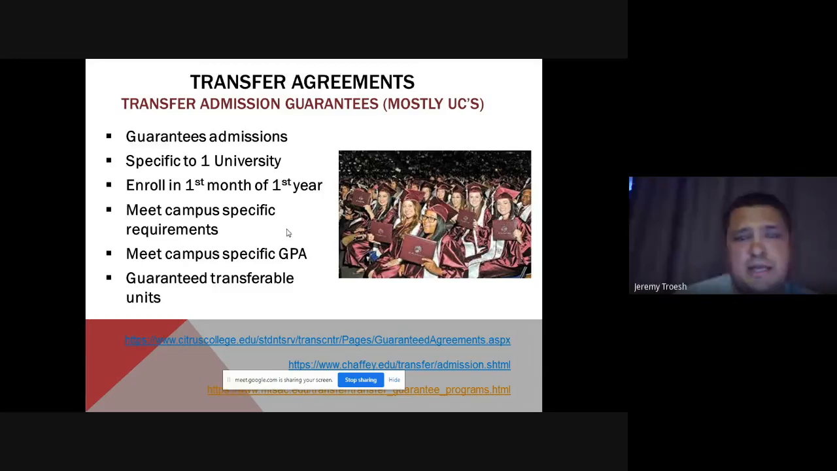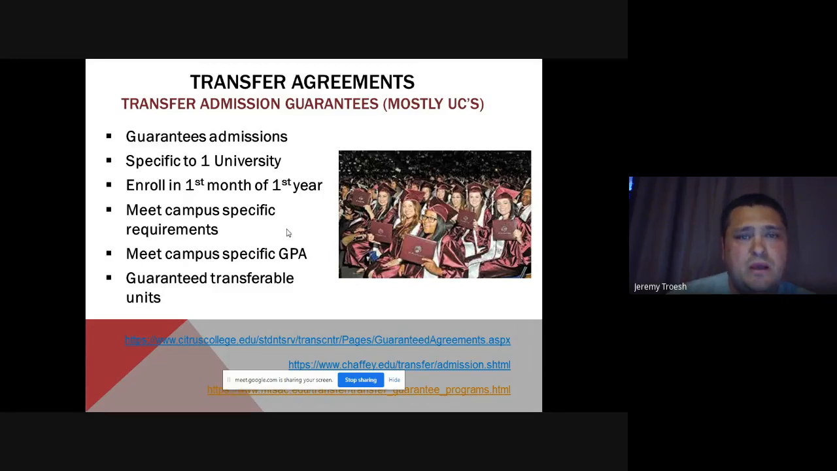So the first area of transfers that Ms. Mitchell was referring to is transfer agreements and transfer admission guarantees. Now, this is mostly with UCs. So it's an agreement between the UCs and the community college that guarantees admissions to students who are part of these TAG agreements, transfer admission guarantees.